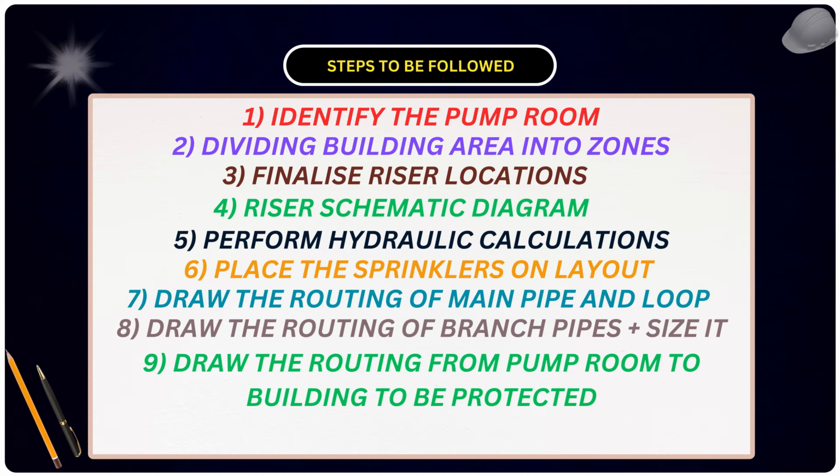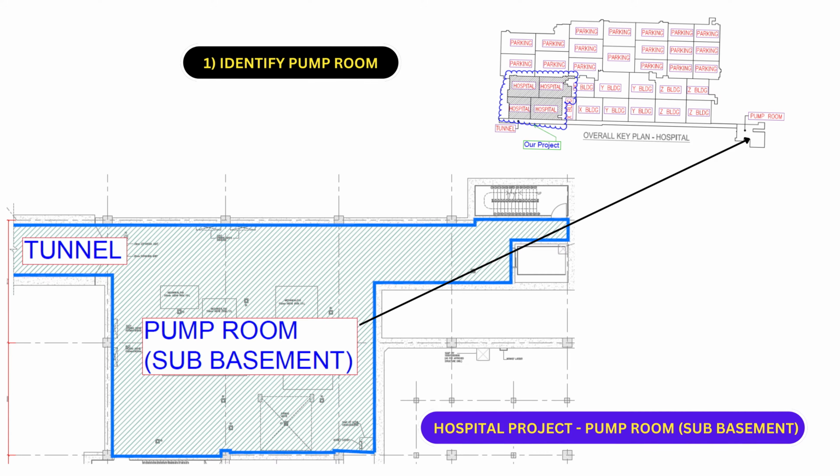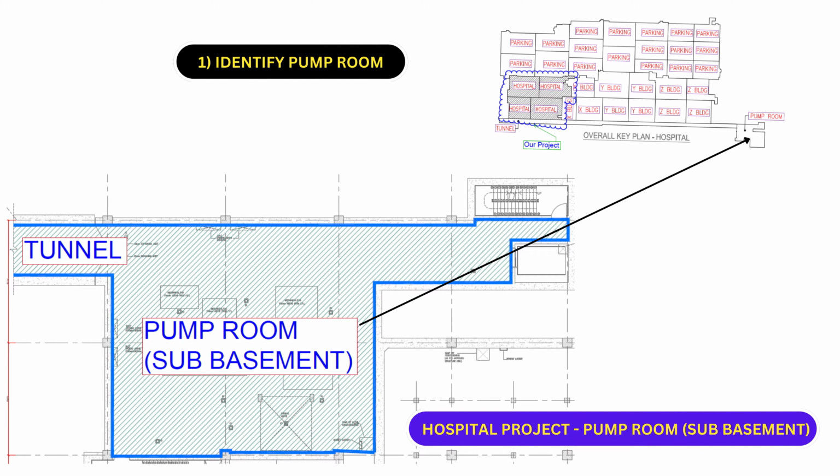Number 6. Place the sprinklers on the complete layout. Number 7. Draw the routing of main pipe and loop. Number 8. Draw the routing of branch pipes and mention the sizes. Number 9. Draw the routing from the pump room to the building to be protected. Here is the pump room, so our first step is complete.